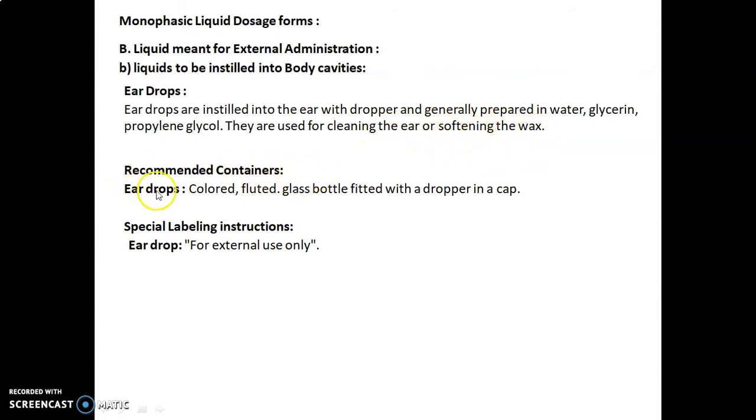Recommended containers for eardrops are colored fluted glass bottles fitted with a dropper in a cap, and the special labeling instruction for eardrops is for external use only. In the next session we will see the experiment in detail.